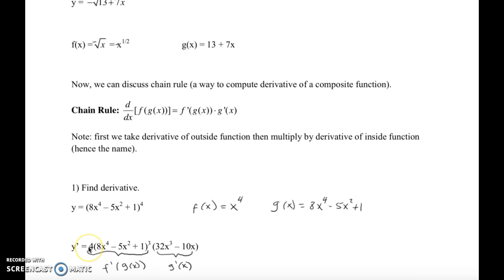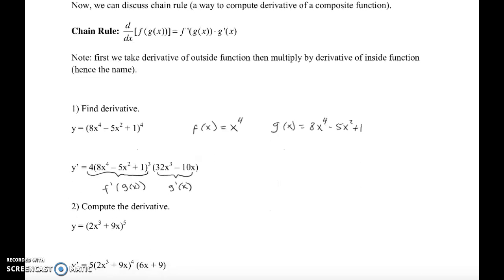And so we're going to take our 4x to the 3rd, and then place our g of x inside. And we're going to multiply it by the derivative of g of x, which is going to be 32x cubed minus 10x squared, and our 1 goes away. And that is our derivative using the chain rule of this composite function.